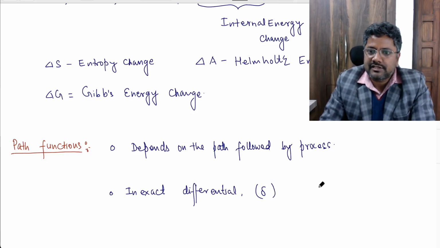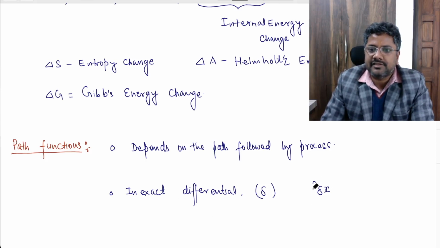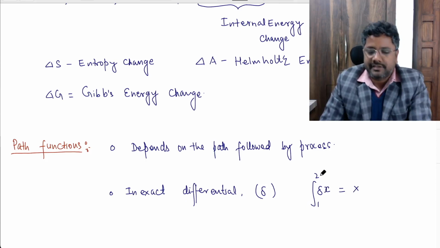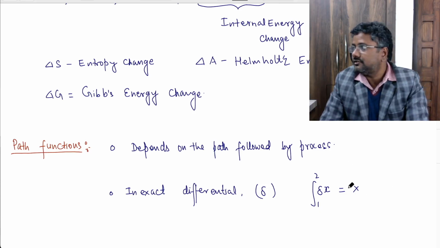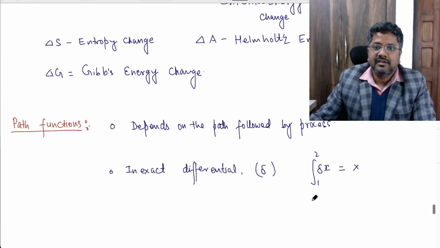So suppose that any function, any physical quantity x, is a path function. What is the meaning of inexact differential? It means the integral from 1 to 2 of δx is equal to x, you cannot subtract this limit minus this limit. This depends on the path followed by the process, right?